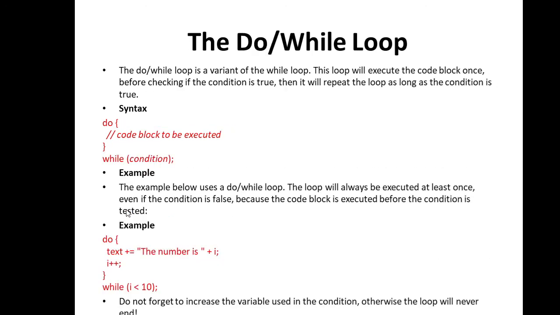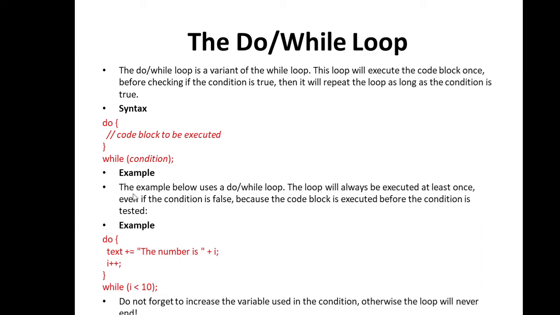The do-while loop. The do-while loop is a variant of the while loop. This loop will execute the code block once before checking if the condition is true. Then it will repeat the loop as long as the condition is true. So similar to the other one, but this time it will first execute the block before testing for the condition, or sometimes we call this the post-test loop. So the testing comes after the code is executed. So again, do, we have the block of code here, then while, condition, that's the syntax.